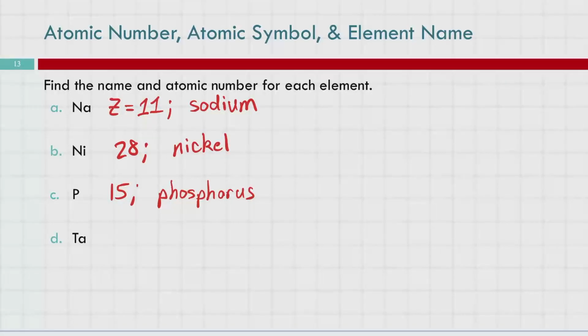Yeah, it's the 5th column, 6th row, it looks like. Ta, it's number 73, and its name, tantalum. Questions about any of that?